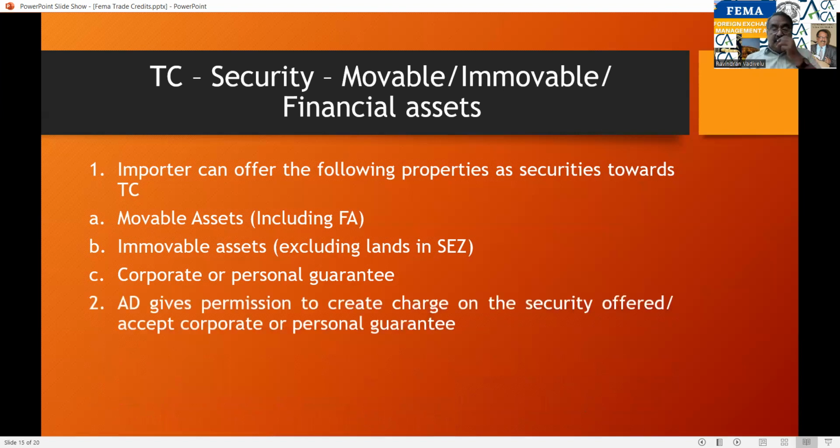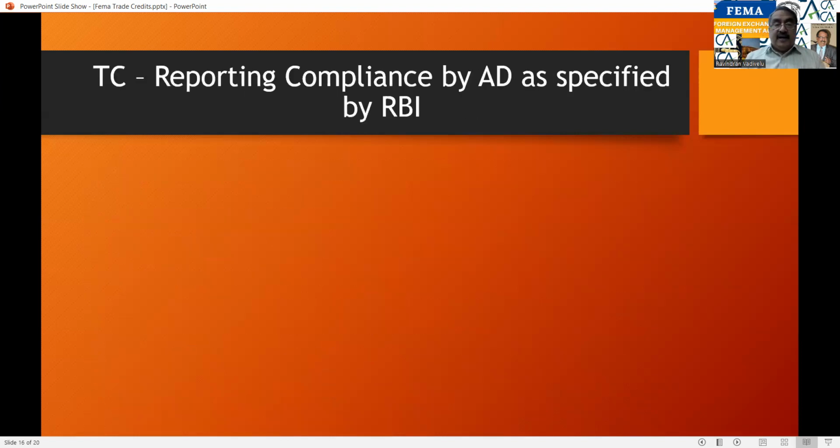The authorized dealer gives permission to create a charge on the securities, because if any property is being given as security, a charge has to be created on the property. But for that, the authorized dealer has to give permission to create the charge on the security offered, whether movable or immovable, as well as to accept corporate or personal guarantee. But everything is subject to the conditions imposed by the Reserve Bank of India.